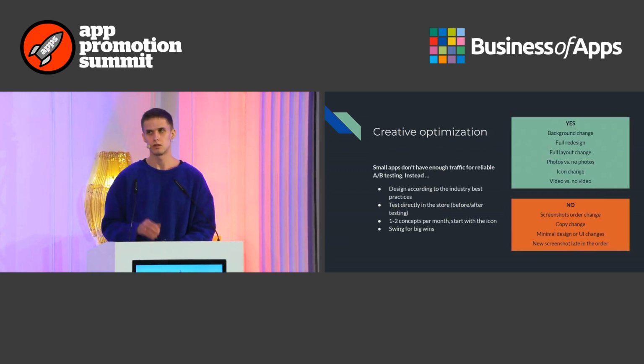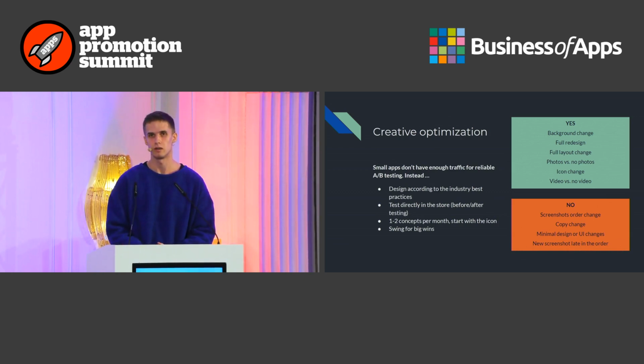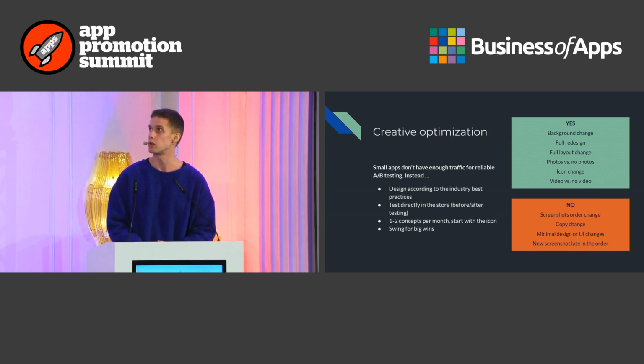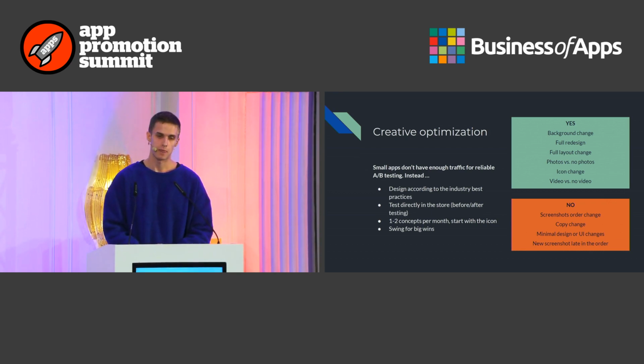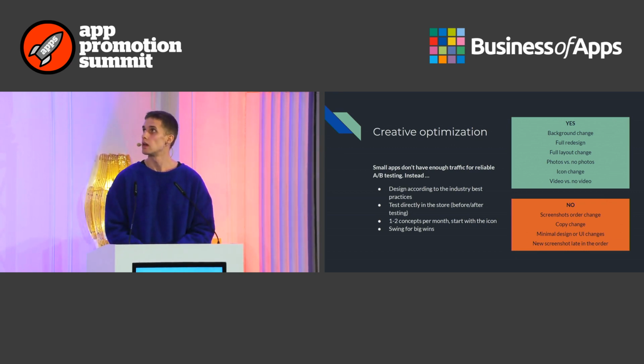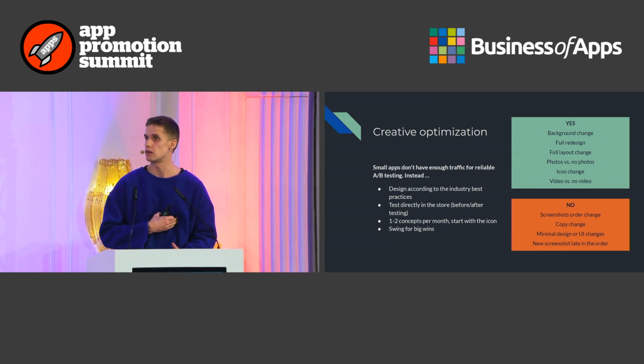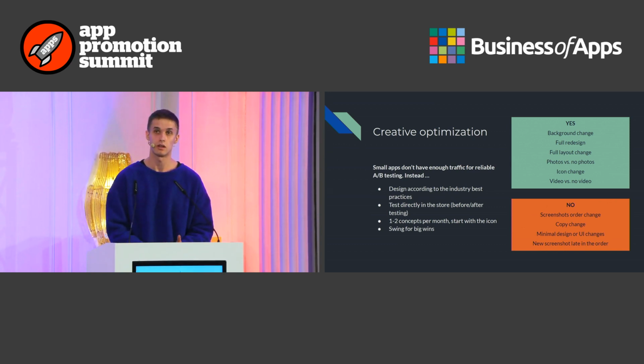Creative optimization. For a small app, you will not have enough traffic to run solid A/B tests on Google Play or product page optimization on the App Store. What you can do instead first is to design your screenshots and icon based on the best practices, steal from the competitors, just get inspired by other great apps in other categories and just rely on your ASO experience here.